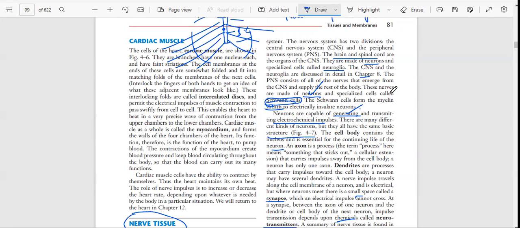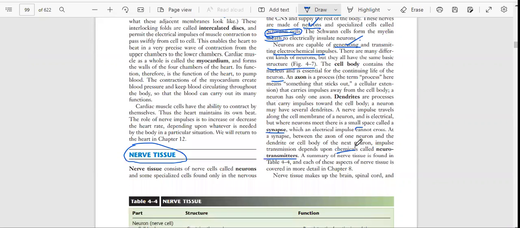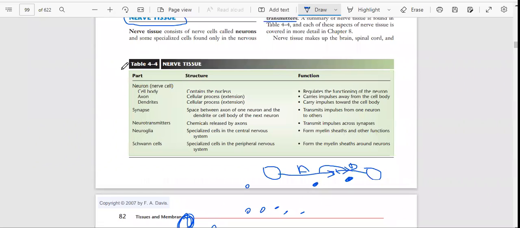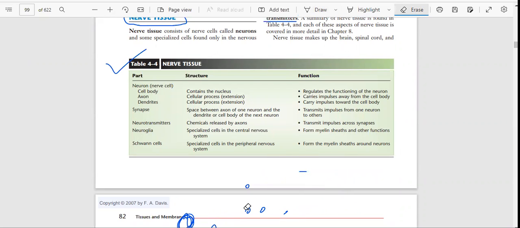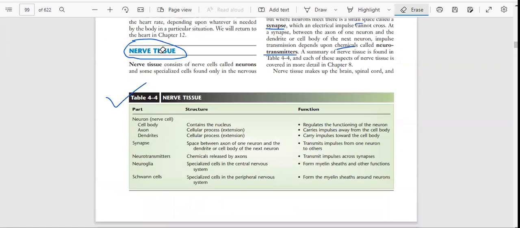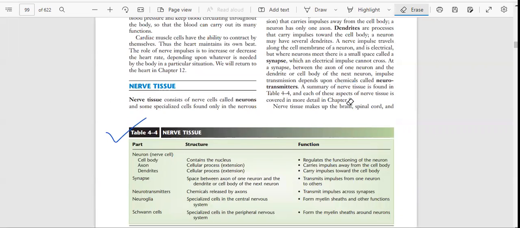They have cells, neurons, and neuroglia. In peripheral nervous system we have neurons and Schwann cells. The neurons have a cell body, dendrites, axon, synapse, and neurotransmitters. So these things you have to remember. All these things are given in this table. You have to note down this table. Every table given in this book, you have to remember and note down, because it is the summary of these topics.